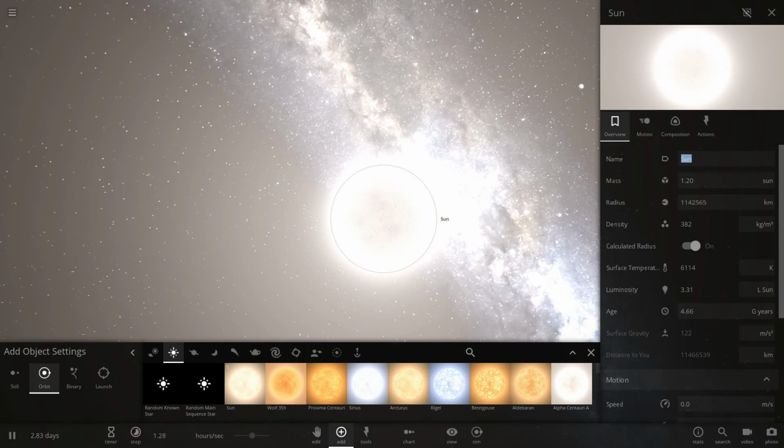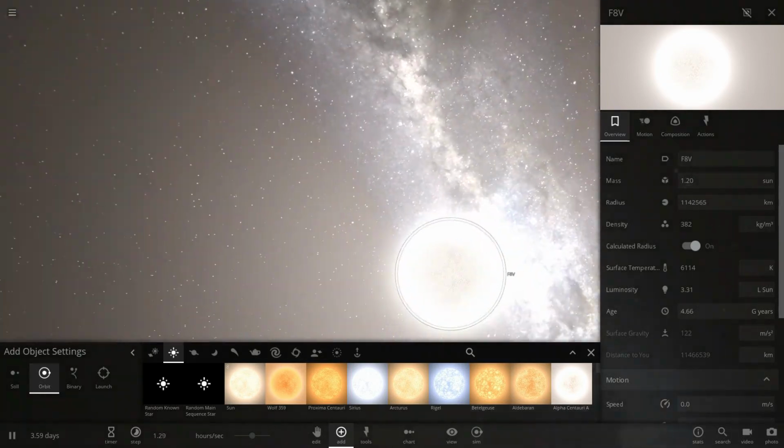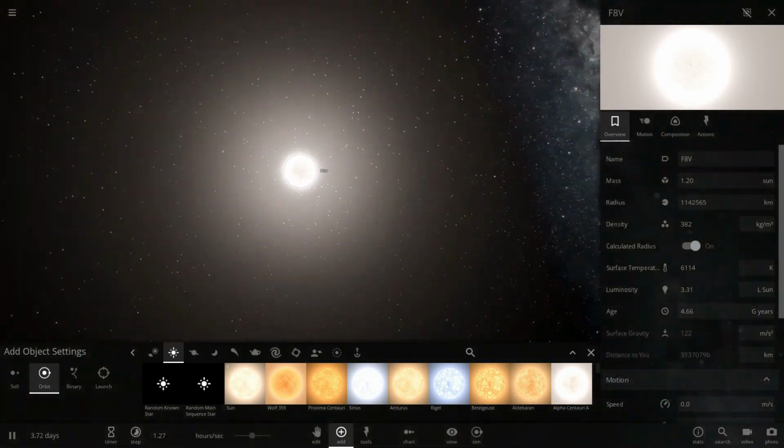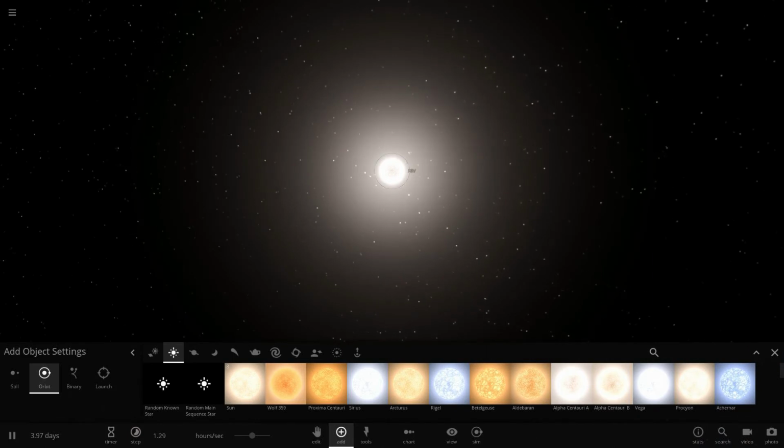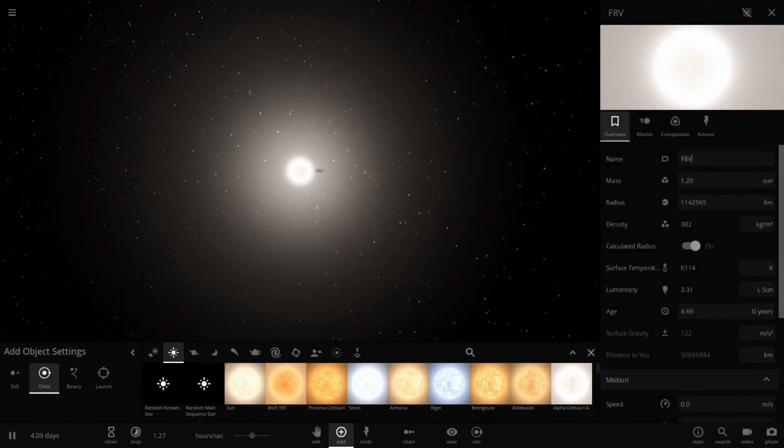So this is where you get something called an F8V. So what's the F class? It's similar to our sun, really, a little bit hotter. They're sort of like white, yellowish stars.